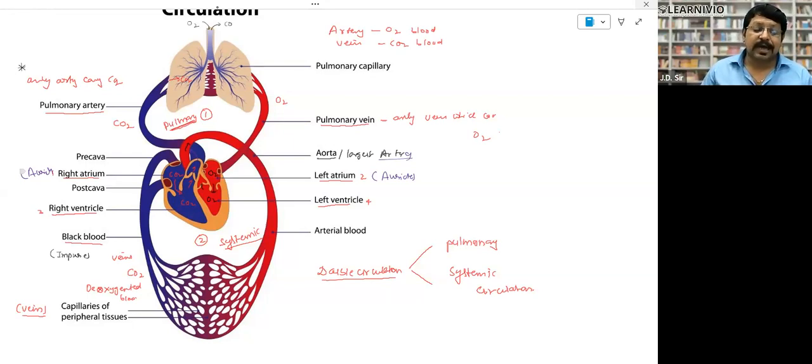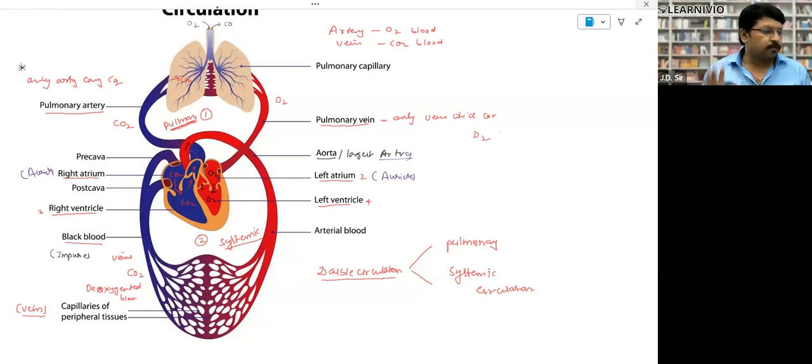The second cycle is the circulation between the tissues and the heart. This is called the systemic cycle. The term systema means tissue. That's why the cycle is called the systemic cycle. So double circulation is composed of two cycles, pulmonary circulation and systemic circulation. That's why the human circulatory system is called a double circulatory system.